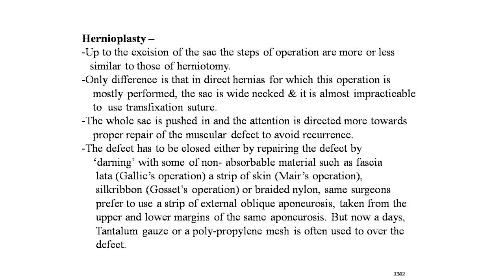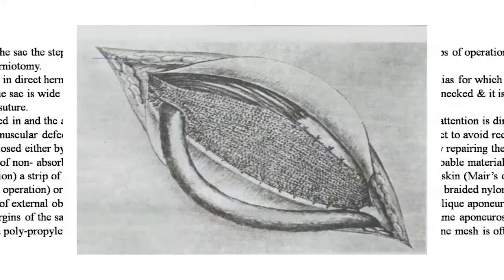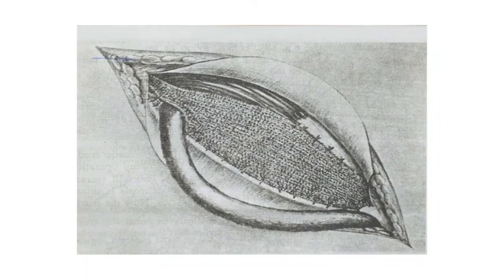The defect has to be closed by darning with some non-absorbable materials such as fascia lata, that is Gallie's operation, a strip of skin, that is Mayo's operation, silk ribbon, that is Gosset's operation, or braided nylon. Some surgeons prefer to use a strip of external oblique aponeurosis taken from the upper and lower margins of the same aponeurosis. But nowadays tantalum gauze or polypropylene mesh is easily available and is often used to cover the defect. This is another image showing a stainless steel mesh being used for the hernioplasty.